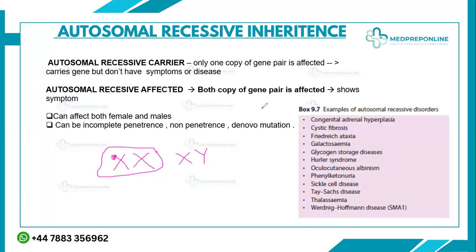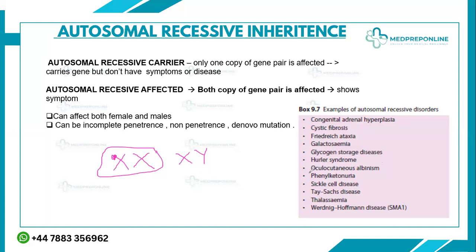Now, what are the examples of autosomal recessive disorders? This is taken from the illustrated textbook again, and there are some important ones which I'm going to mention in the tick box over here, which they usually ask. So, AR, autosomal recessive disorders, are congenital adrenal hyperplasia, cystic fibrosis, Friedreich ataxia, galactosemia, glycogen storage disease, Hurler syndrome, oculocutaneous albinism, phenylketonuria, sickle cell disease, Tay-Sachs disease, thalassemia, Werdnig-Hoffman disease.